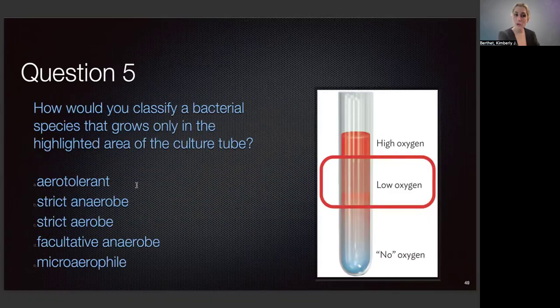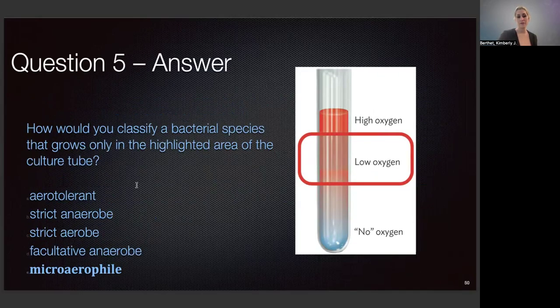Okay, looking at question 5, how would you classify a bacterial species that grows only in the highlighted area of the culture tube? So the highlighted area is low oxygen here. Okay, the answer for question 5 would be a microaerophile because it survives in low oxygen.